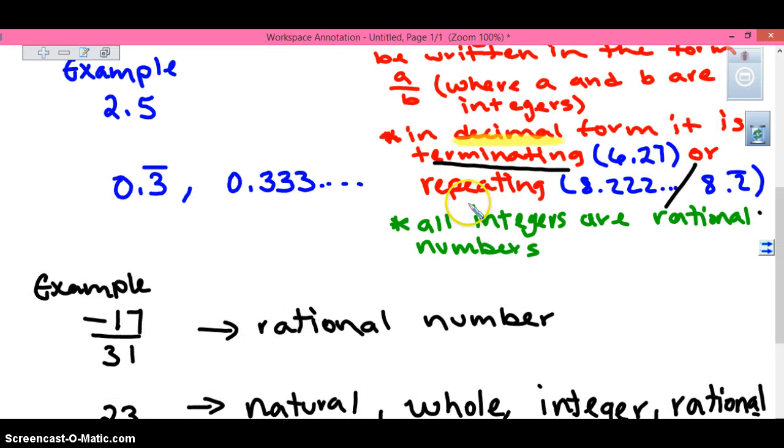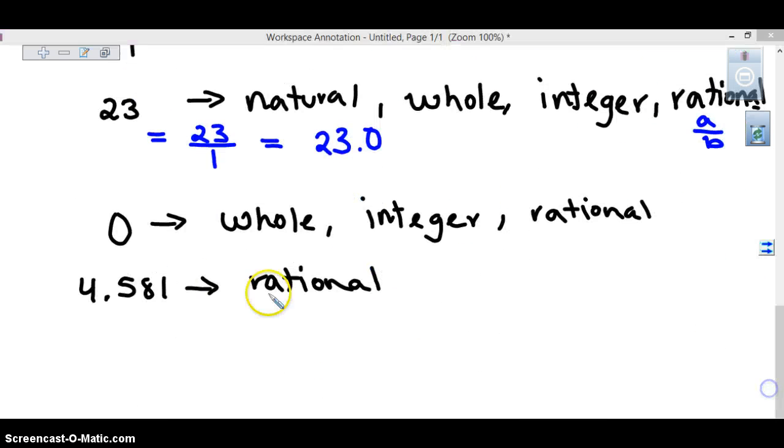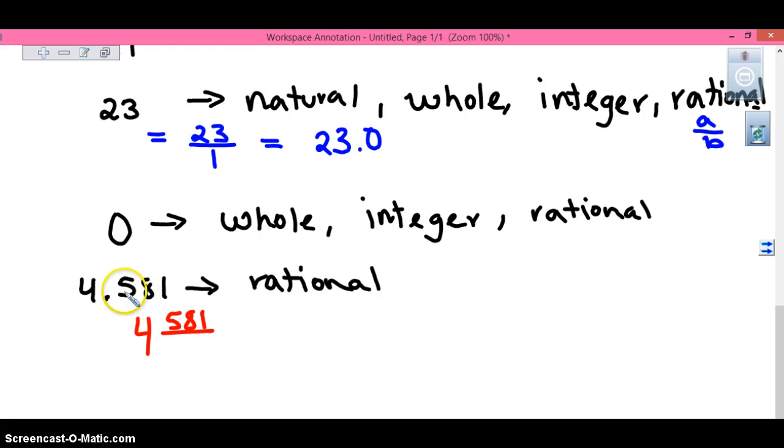It's a terminating decimal. Can I write this as a fraction? Yes. As a mixed number, what would this be? 4 and 581 thousandths. Could I change this to an improper fraction? 4,581 over 1,000. So do I have it written in the form of a over b? Yes. Very good.